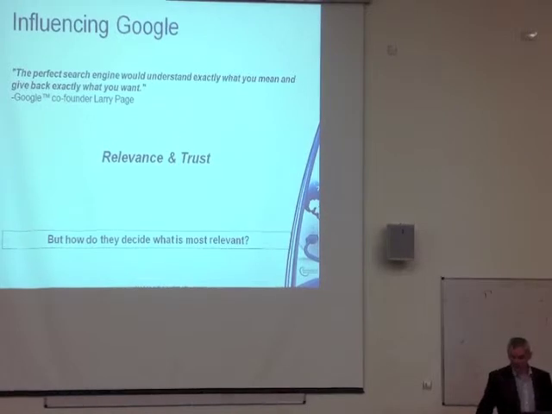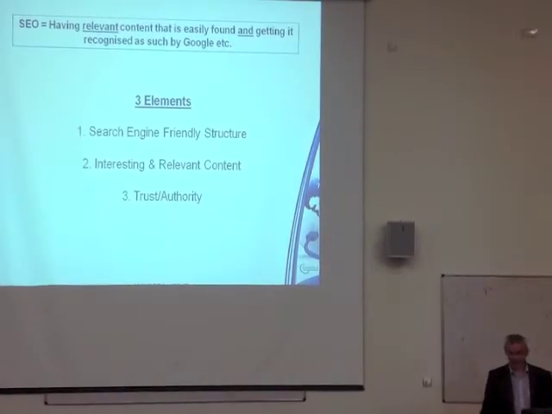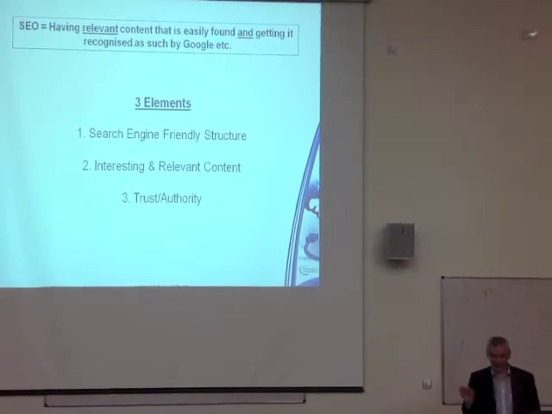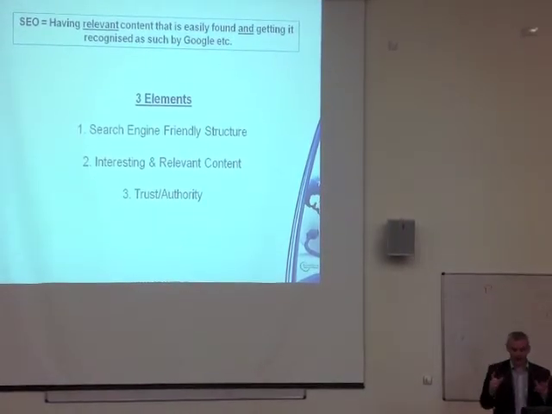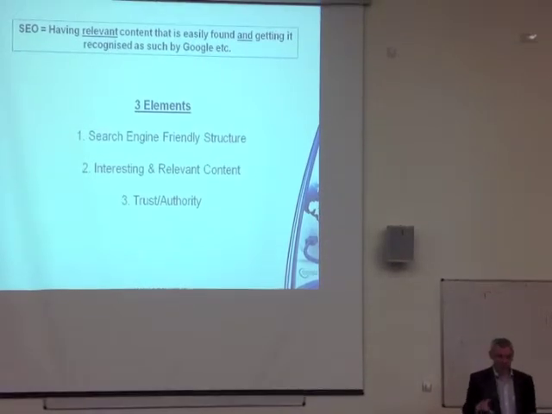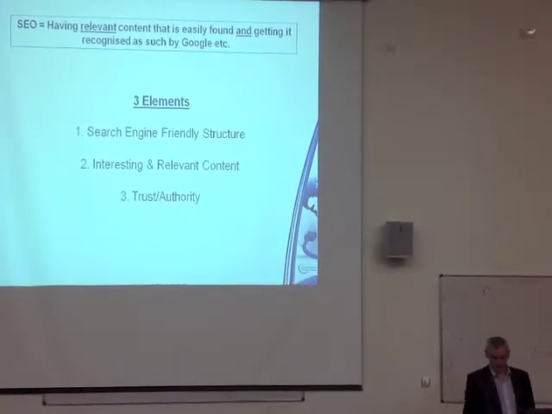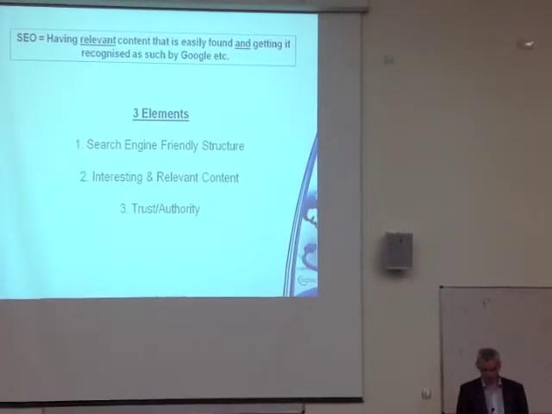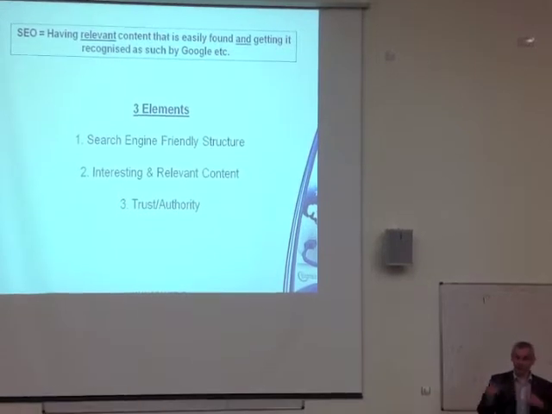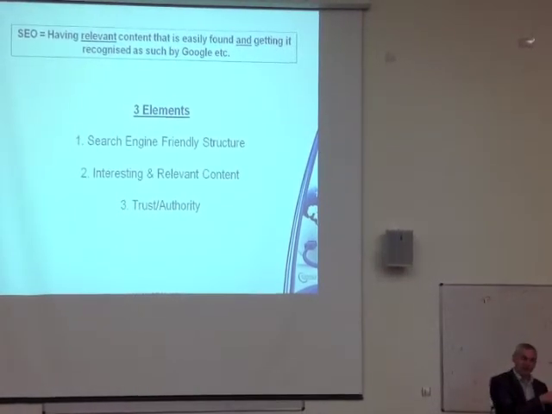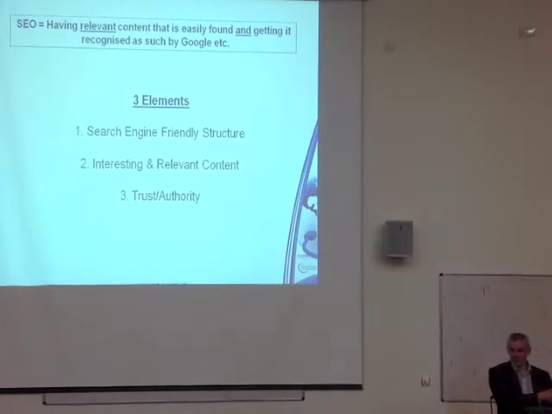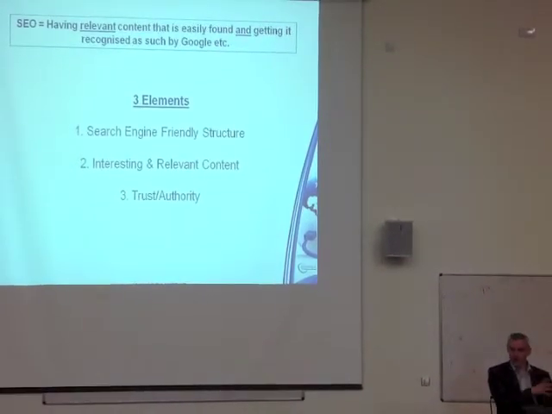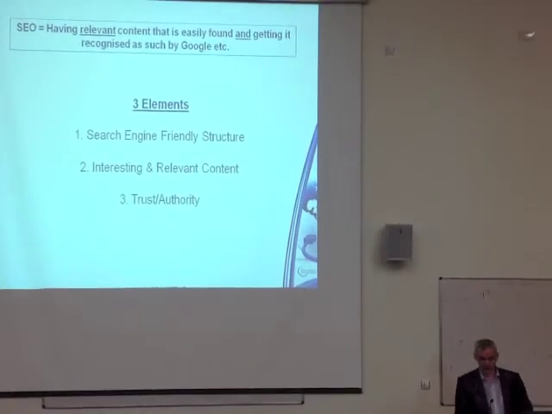How do they decide what is most relevant? SEO is about having relevant content, easily found, and getting it recognized by Google. And how do they recognize that? The first two are the parts you control: search engine friendly structure and interesting and relevant content. The third is trust and authority. So you must establish your site as an authority, or the page you decided is the page you want ranking for a certain topic, you must establish that in Google's eyes as an authority site or an authority page on that topic.